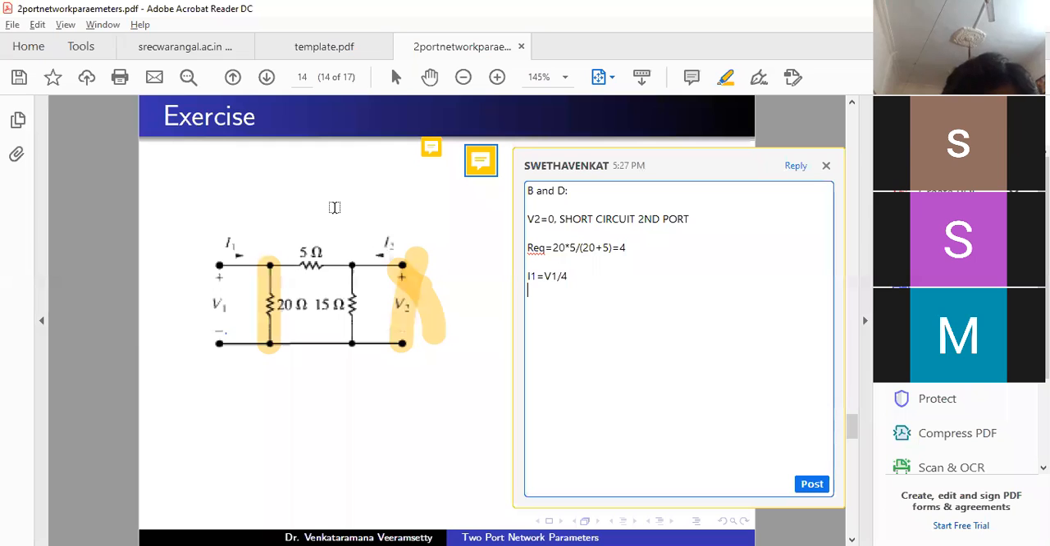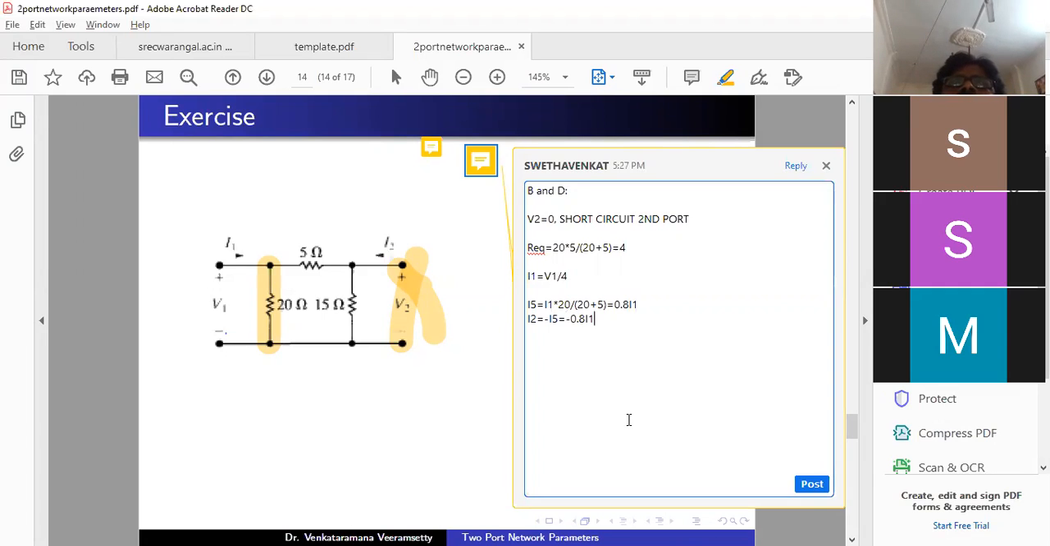Now I want to calculate the current flowing through the 5 ohm resistance first. The current flowing through the 5 ohm resistance is I1 into the opposite resistance, 20, divided by the sum of these two, 20 plus 5. So the current I5 through the 5 ohm resistance equals 0.8 I1. Now, if you observe this circuit, I2 equal to minus I5, because the actual current through the 5 ohm resistance flows in this direction, but we are assuming I2 in the opposite direction. So I2 equal to minus I5, that's equal to minus 0.8 I1.